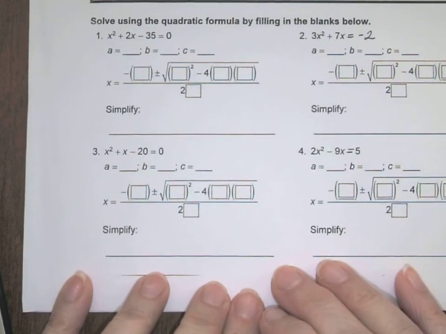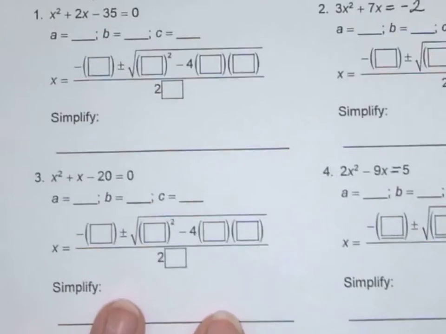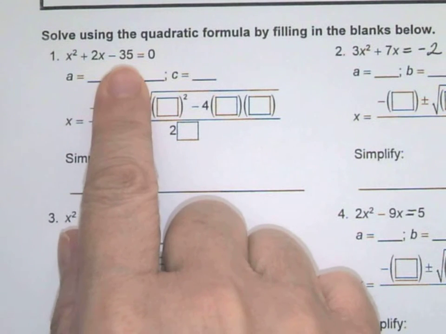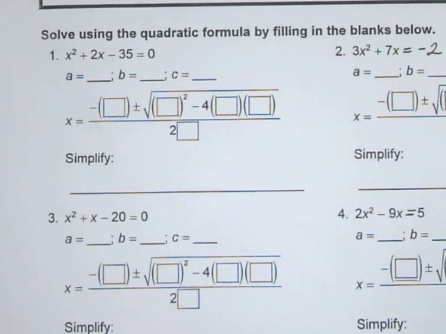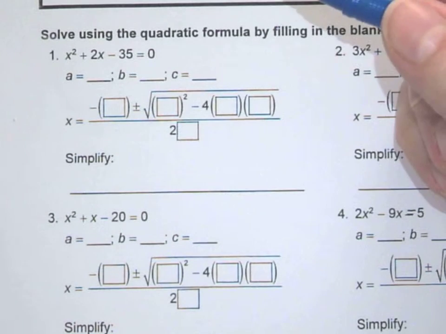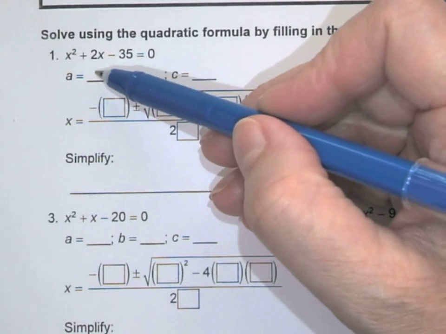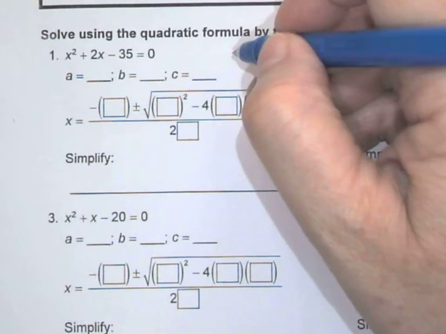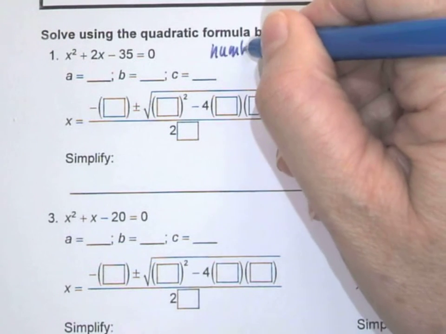Let's do a couple more examples of using the quadratic formula. So on this example right here, let's identify A, B, and C. There is no number in front of the x squared. Some of you are going to be tempted to write x squared in this, but let me remind you that A, B, and C are numbers. Do not put any letters there.